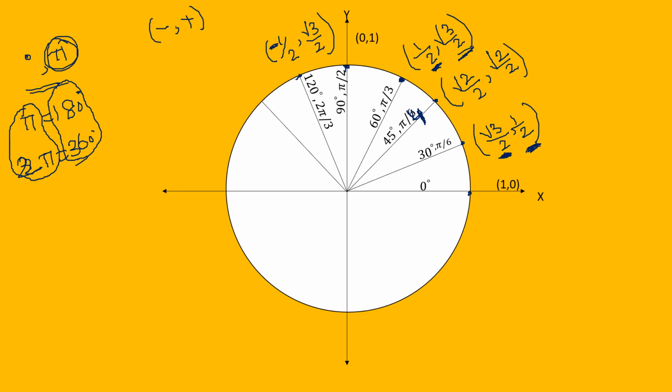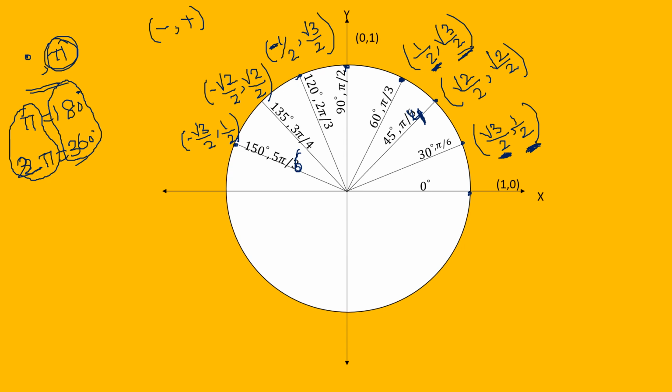Now the next angle is 135 degree, which can be defined as 3 pi by 4 in case of radians. So the value of this is minus root 2 by 2, comma, root 2 by 2. And the next angle is going to be 150 degree, which can be defined as 5 pi by 6. It's not 3, it's 5 pi by 6 in case of radian. So my point over here has the value minus root 3 by 2, comma, 1 by 2.